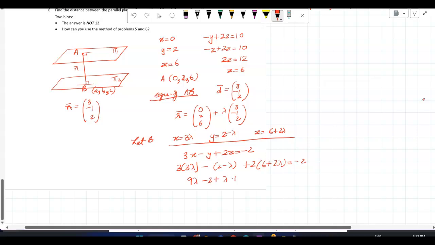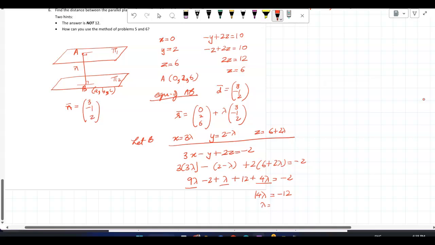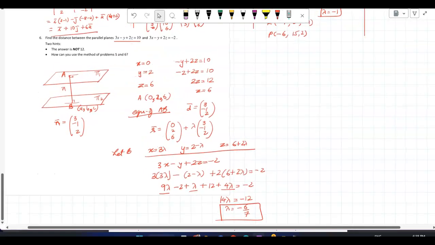Plus lambda. 6 twos are 12, plus 4 lambda is equal to minus 2. So 9, 10, 14 lambda, and this is how much? 10 minus 12. So minus 2 plus 12 is 10, and half that minus 12. So lambda is minus 6 by 7. God, this becomes dirty, but we can't help it.